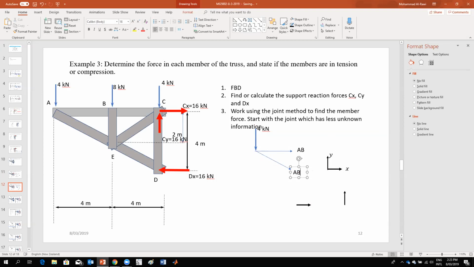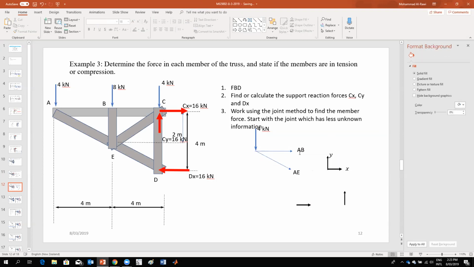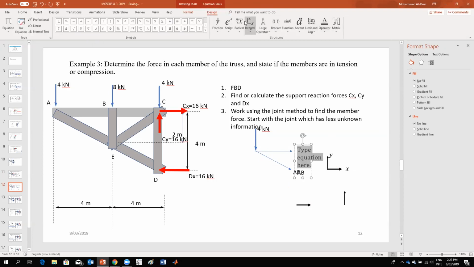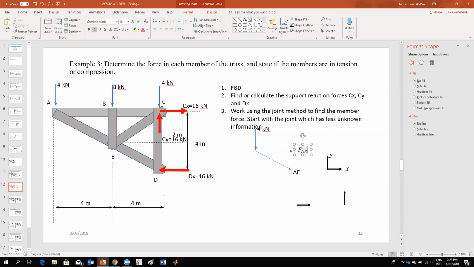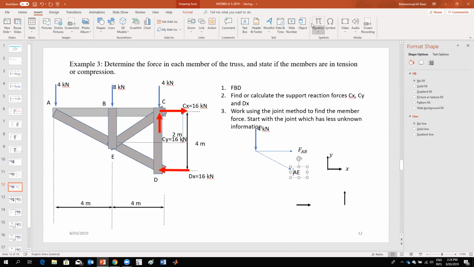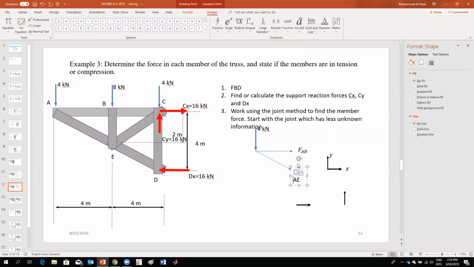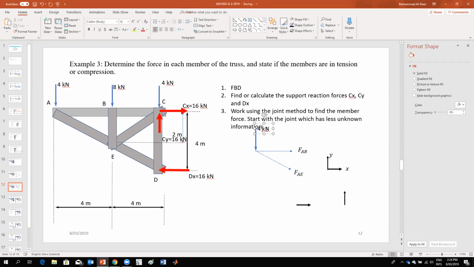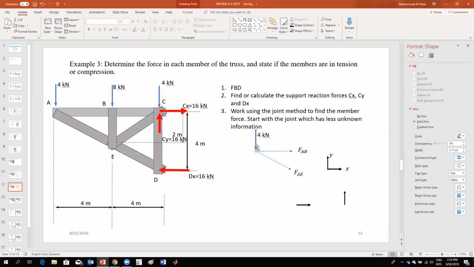Now, some people prefer to write this in that format. It's up to you, honestly. They prefer to write force AB, and they delete this one. And the same thing here, they prefer to write force AE, but that's again up to you. Okay? Just bring the 4 kilonewtons here. It's showing you now there is a force.